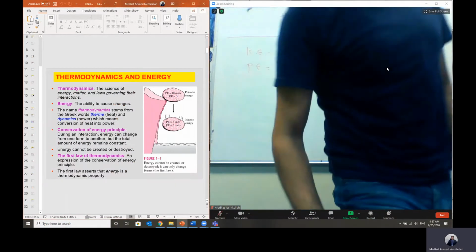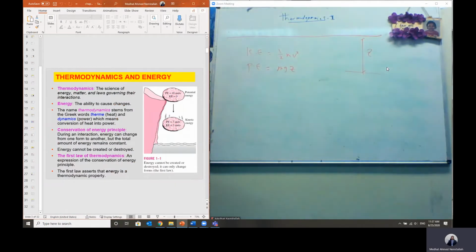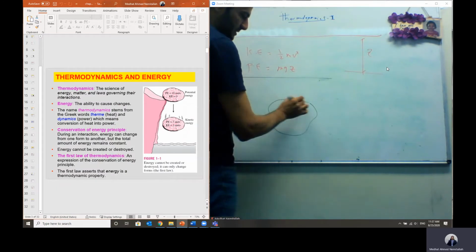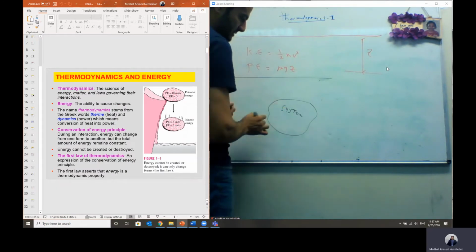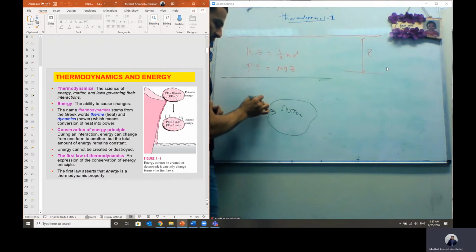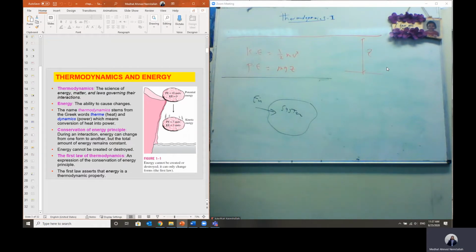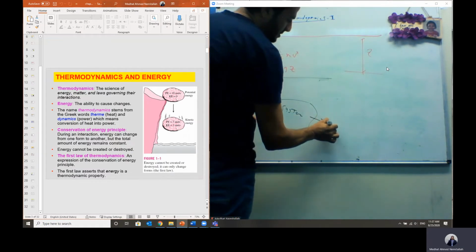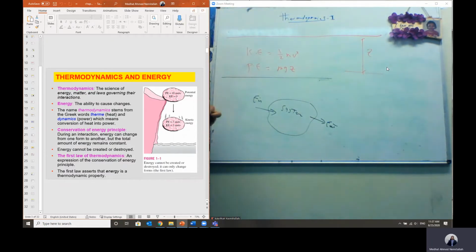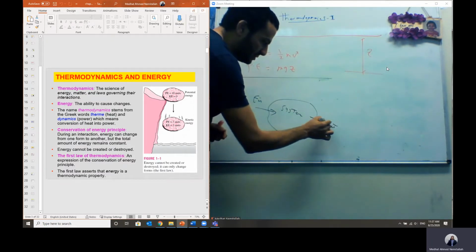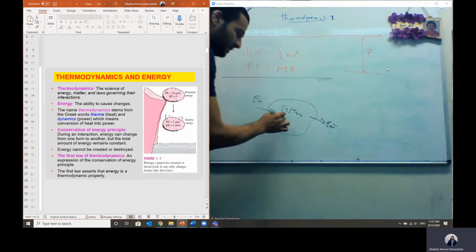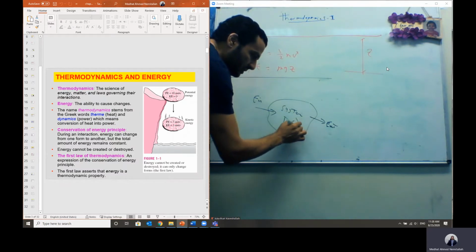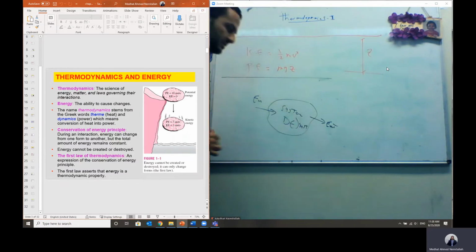The first law of thermodynamics is the same as the conservation of energy principle, but in this case it is applied to a thermodynamic system. If you have any system, we have total energy input to the system, and part of the energy is leaving this system as energy out. We have energy in, we have energy out, and part of this energy, delta E, is stored within this system.